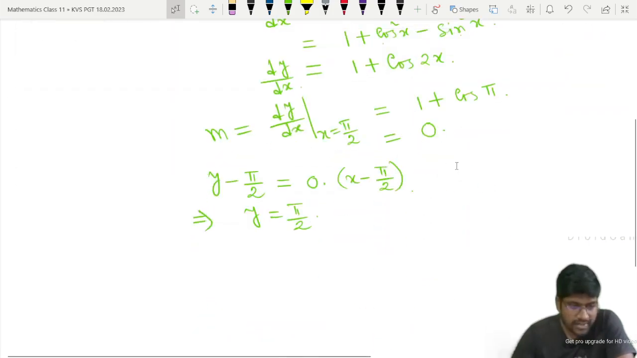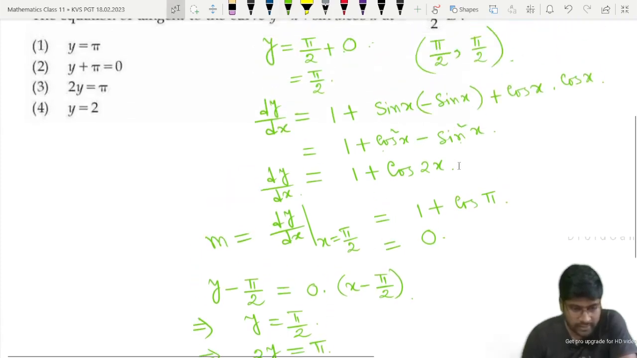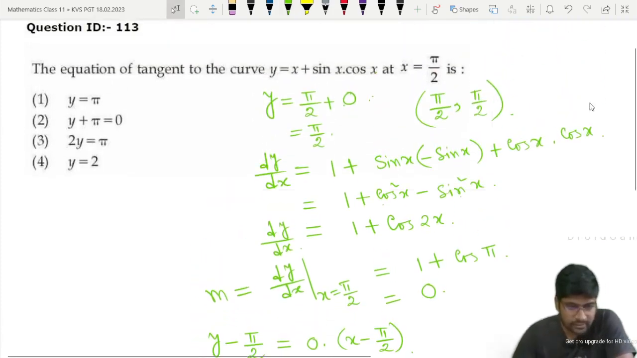Or 2y is equal to pi. Here we can write 2y is equal to pi. So which option then? Can you see the option? Option 3 is the correct answer.